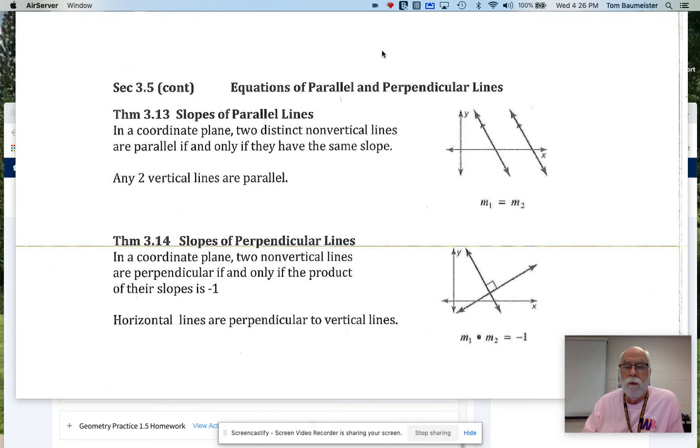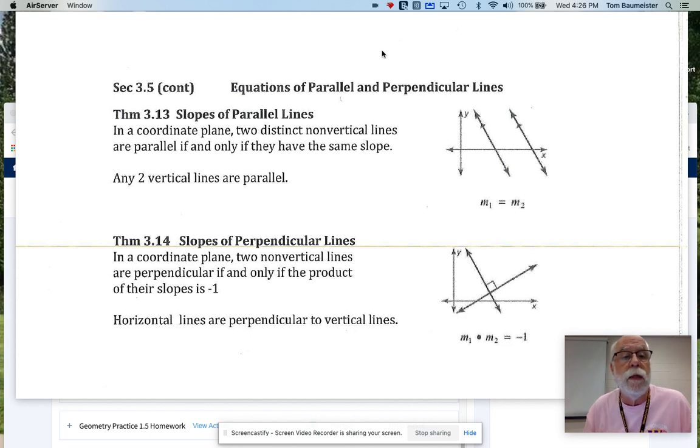All right, section 3.5 continued. We are going to talk about the equations of parallel and perpendicular lines again. We have a couple more theorems. Notice that in this chapter we've had 14 theorems already, ladies and gentlemen.